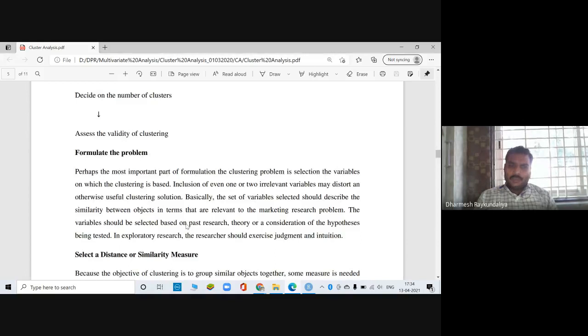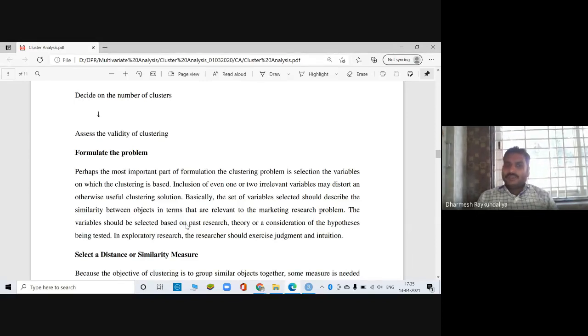Perhaps the most important part of formulating the clustering problem is selecting the variables on which the clustering is based. The important thing is which variables are really necessary for clustering. Inclusion of even one or two irrelevant variables may distort an otherwise useful clustering solution. So if you have taken irrelevant variables, it may disturb your clustering, and if you have taken the appropriate variables, it gives an important clustering solution.